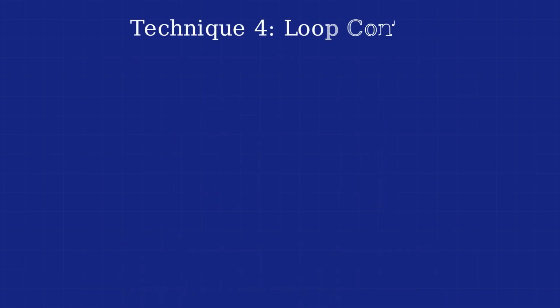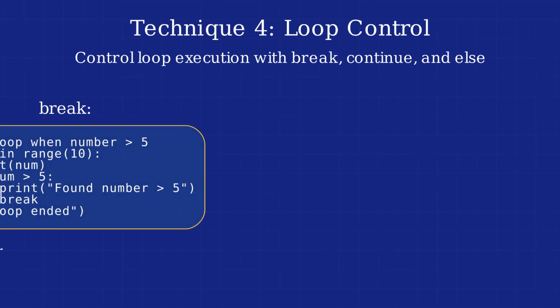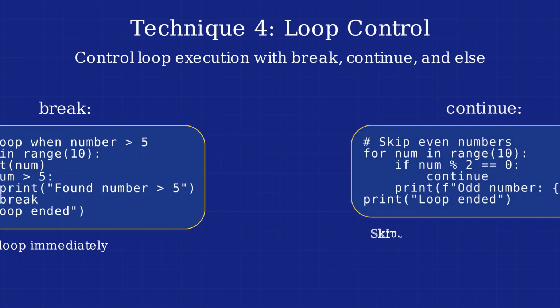Python provides several ways to control loop execution with keywords like break, continue, and else. The break statement allows you to exit a loop prematurely. When this condition is true, the break statement executes and the loop stops immediately. The continue statement skips the rest of the current iteration and moves to the next one. In this example, when a number is even, we skip to the next iteration, so only odd numbers are printed.